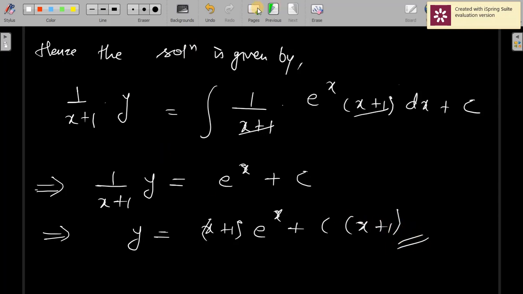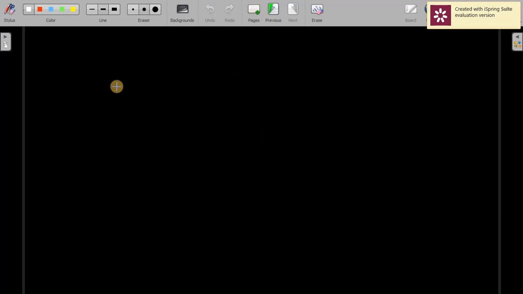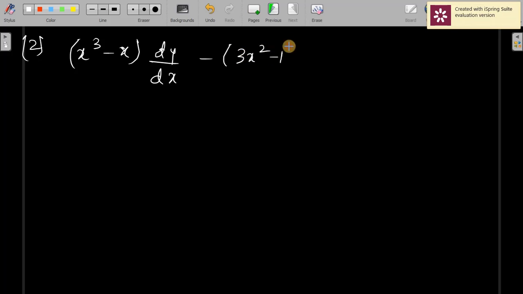Let me take one more example. Second one. x cube minus x into dy by dx minus 3x square minus 1 into y is equal to x raised to 5 minus 2x cube plus x. So this is the given differential equation. Let us try to write it down in the required form.